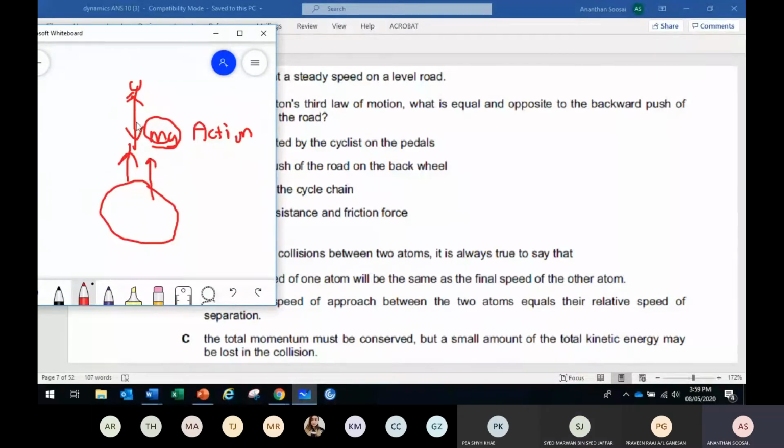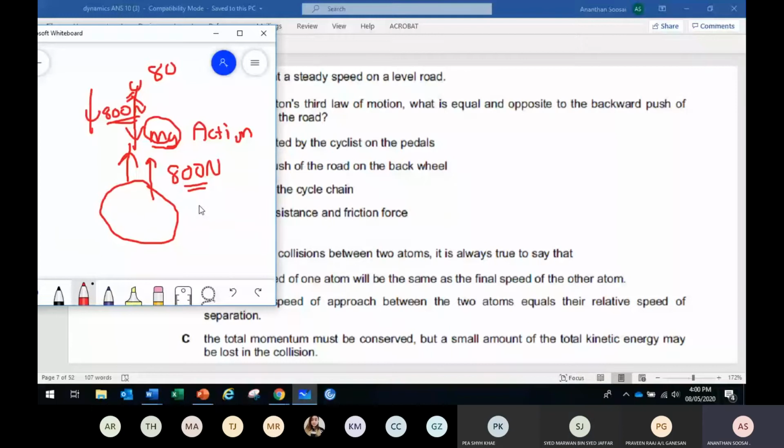Let's say you are 80 kilograms. Let's say your weight is 800 Newton. That means when you fall down, the force exerted on you, the action, is 800 Newton. The Earth pulls you down with 800 Newton. But you never realize that you pull the Earth up with the same 800 Newton. That's the reaction.